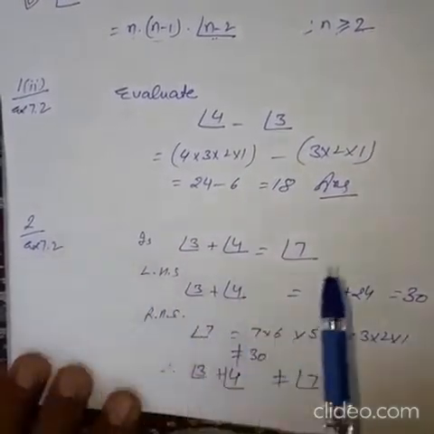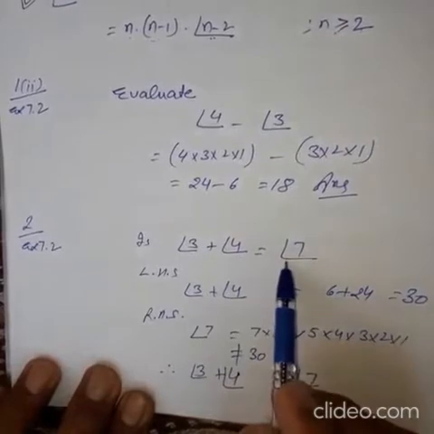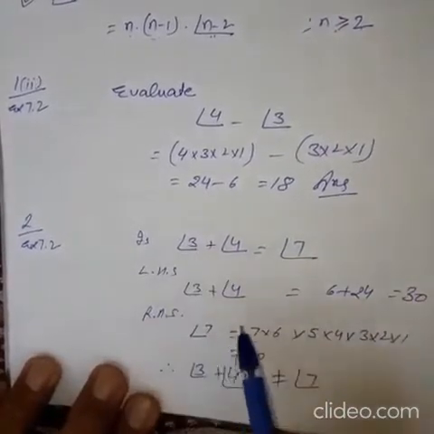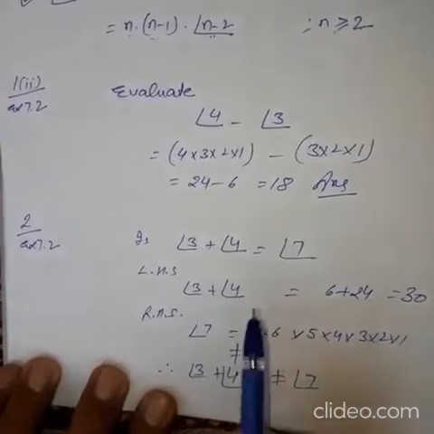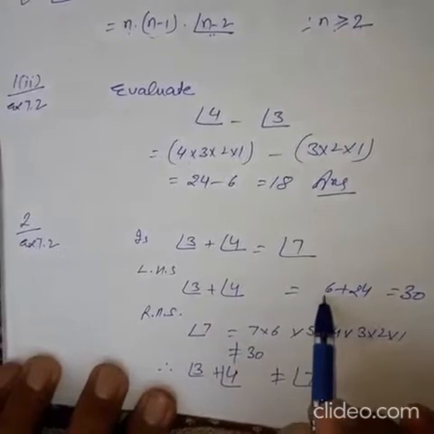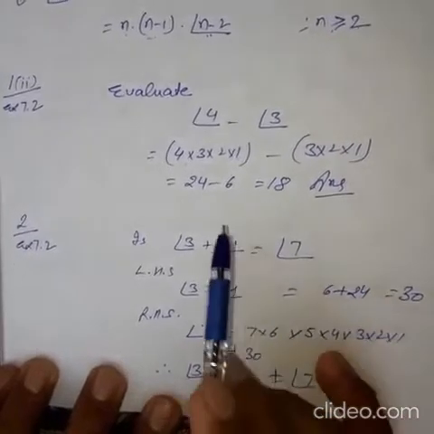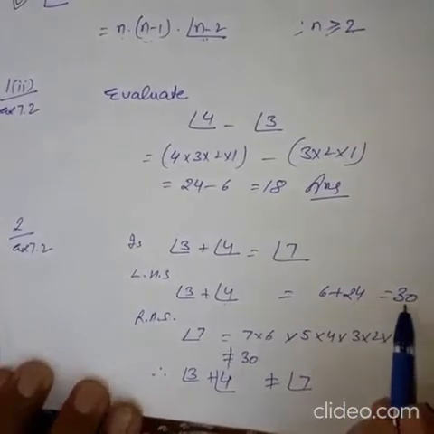Now question number 2, is 3 factorial plus 4 factorial equal to 7? So we have to solve both sides, left hand side, 3 factorial plus 4 factorial. 3 factorial, we know it is 3 into 2 into 1, it is 6. 4 factorial we have already calculated, it is 24. So after addition it is 30.